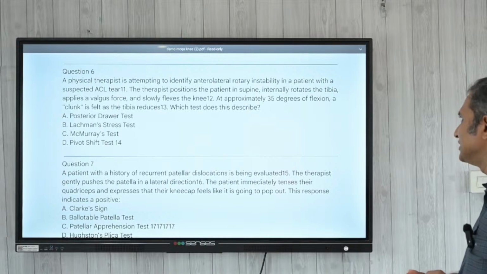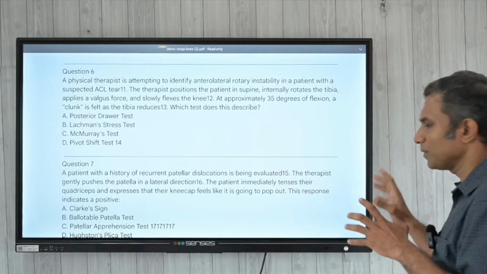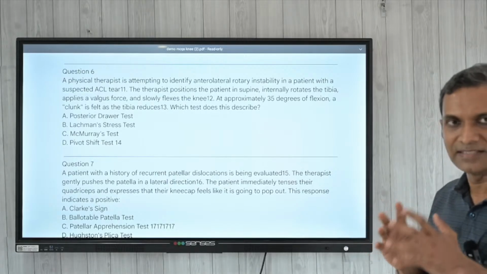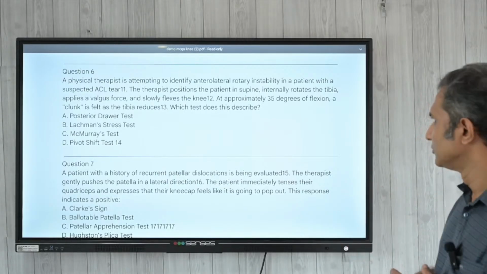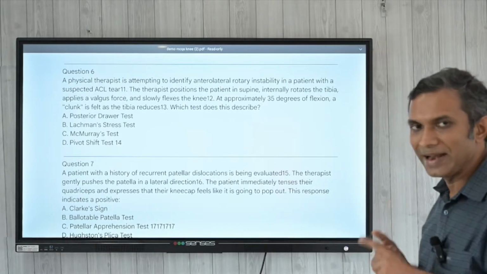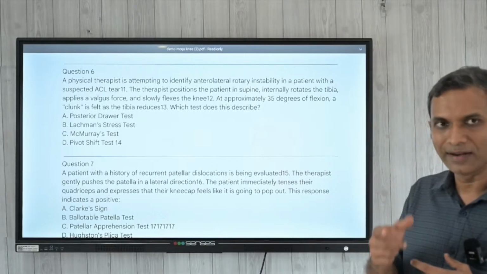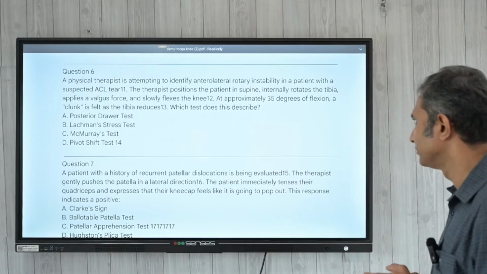What does this test describe? So all this explanation forms part of which test? That is the basic question. So the key aspect here, anterolateral rotatory instability. So if it is anterolateral, which structures might be involved in it.